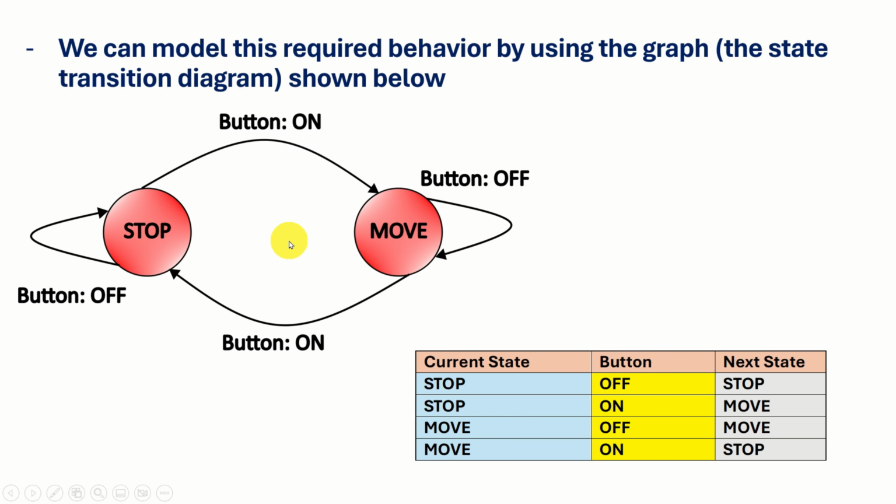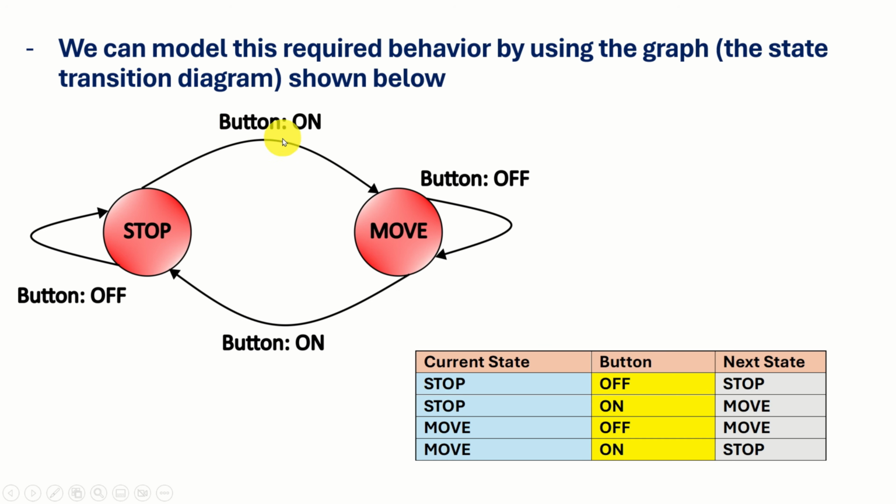We can model this required behavior by using this graph over here, which is known as the state transition diagram. Let's see what's happening over here. We have two states: the stop state and the move state. That is, our robot can be in two possible states. It can be at rest, which we model as the stop state, and it can be moving, which we model as the move state. Then we have some external inputs or actions. That is, a user can press or release the button.